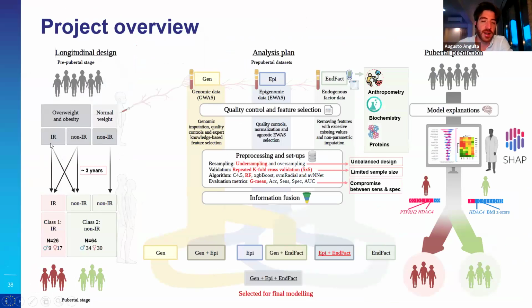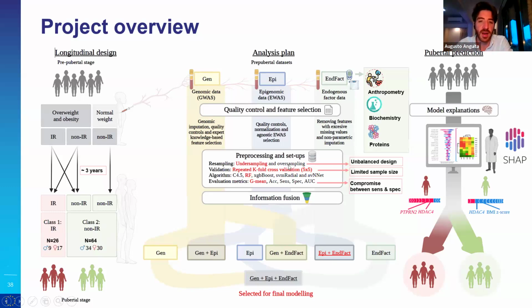So we have this longitudinal design. We have around 100 kids followed for 3 years. And we have a final class, the positive class, which is insulin resistant, with 26 of them, and another class that we want to predict, the non-insulin resistant, with 64 of them. We have these 3 layers of information: genetic, epigenetic data, and other endogenous factors with clinical information, but also proteins or biochemistry measurements. We perform the quality control that I explained before about preprocessing.